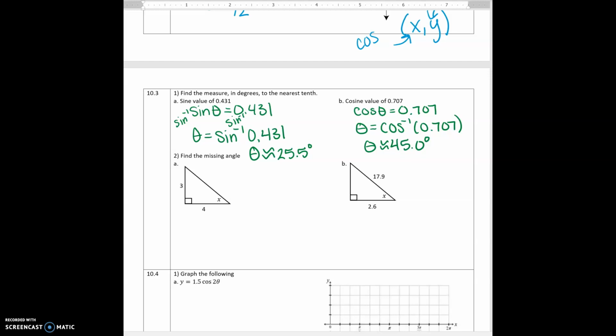Okay, find the missing angle. So here's the angle. We have the opposite and the adjacent. So we have tangent of x equals 3/4. Inverse of both sides. So this is going to give us approximately 36.9 degrees.